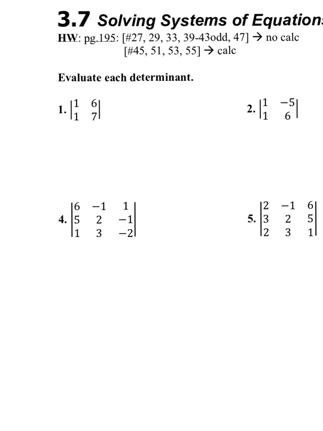All right, so for a 2 by 2 matrix C like number 1, what you're going to do is multiply the diagonal. So 1 times 7 will give you 7. And then you're going to multiply the other diagonal to get 6, and then you subtract. So the final answer for that determinant is 1.